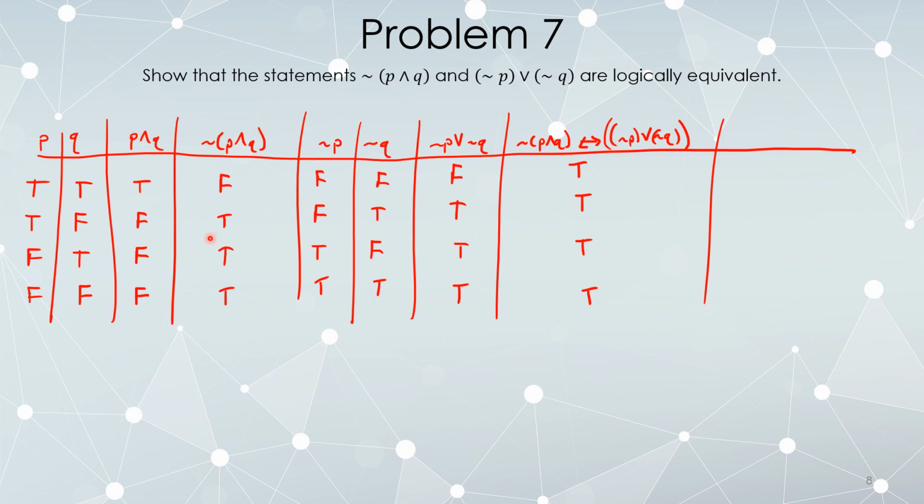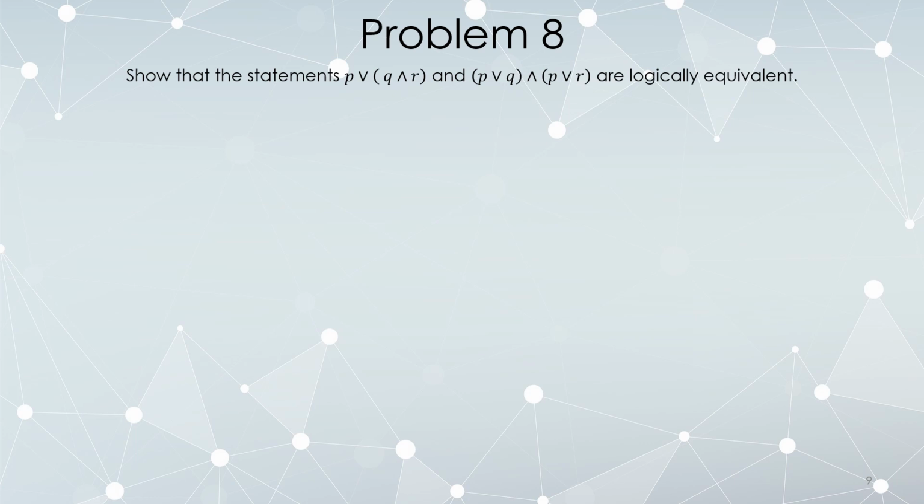Some instructors will be fine if you simply point to these 2 columns and point out that they're always the same. I do like to do this one extra step of constructing the biconditional and showing that it's a tautology quite explicitly. Okay, as our final problem, we have another logical equivalence. Here we do have 3 letters to work with, so we're going to need a somewhat larger truth table.